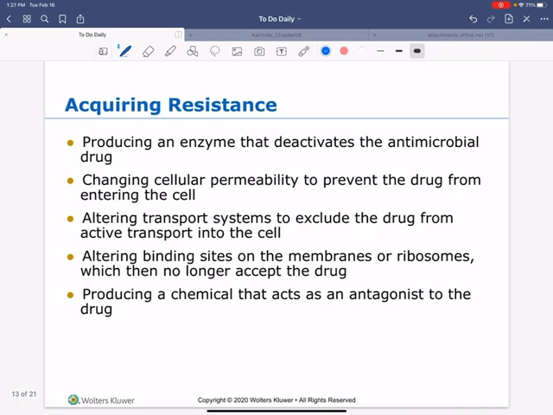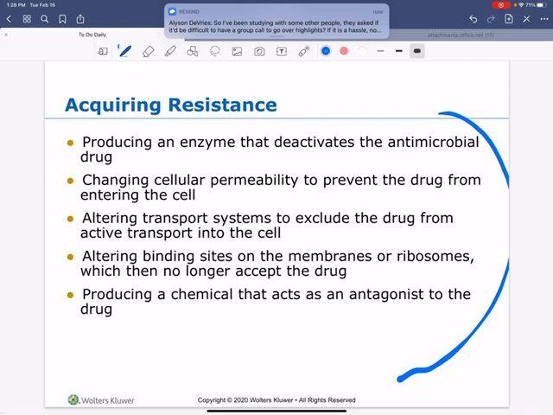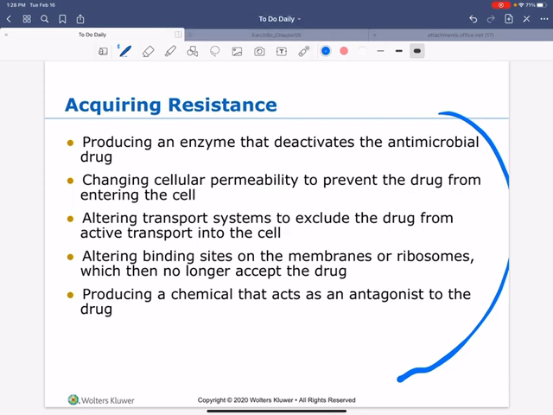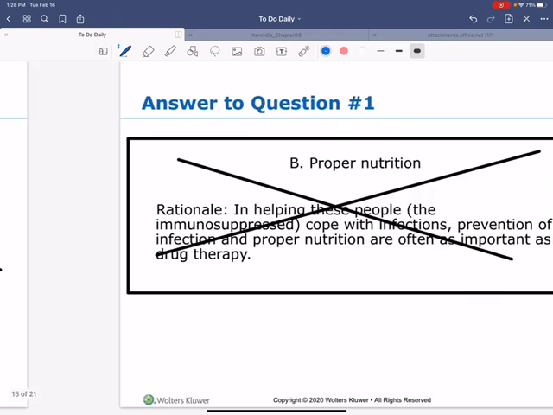All right, so I just want you to review this, which is basically how do you acquire resistance? You produce an enzyme, it deactivates the antimicrobial drug. I just explained this in layman's terms, what happens when you get an infection. It basically gets smart and it turns into a superbug. So at that point, it can take on a variety of these by altering the transport to exclude the drug from active transport. It can alter all the binding sites, so then all of a sudden when you take the medication again, it's not going to accept the drug. Remember receptor sites. We're not going through that.